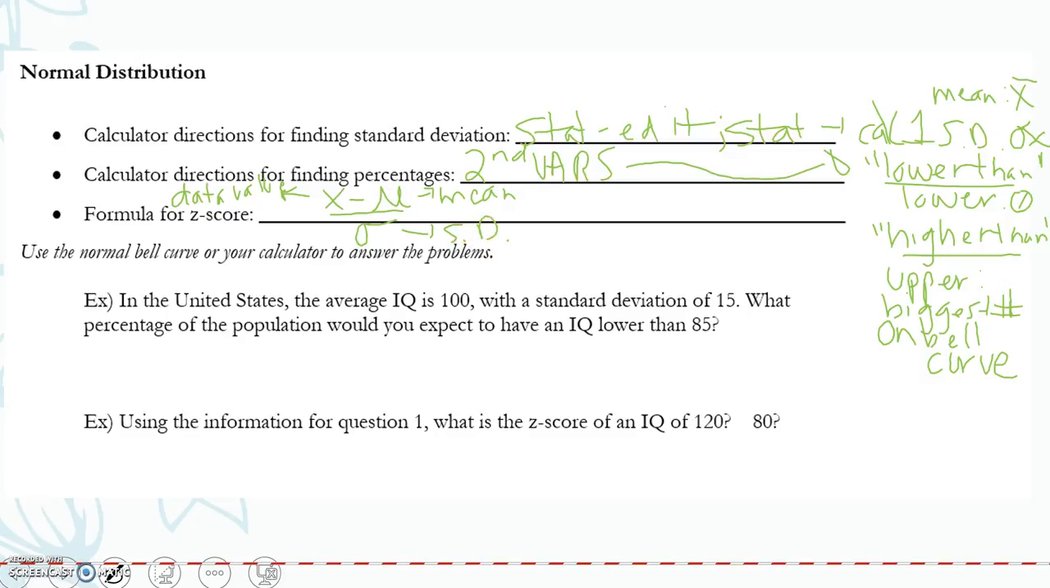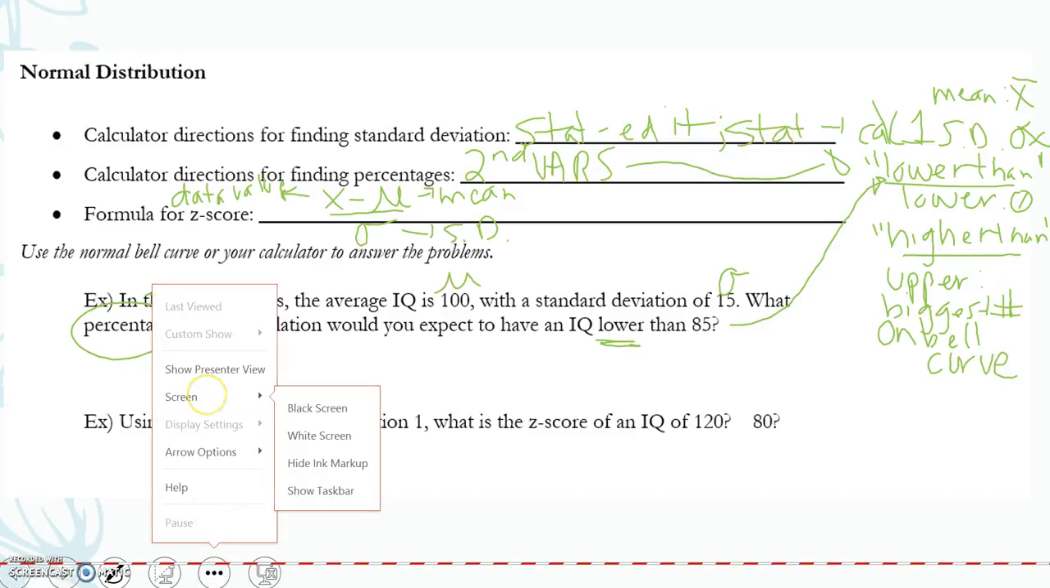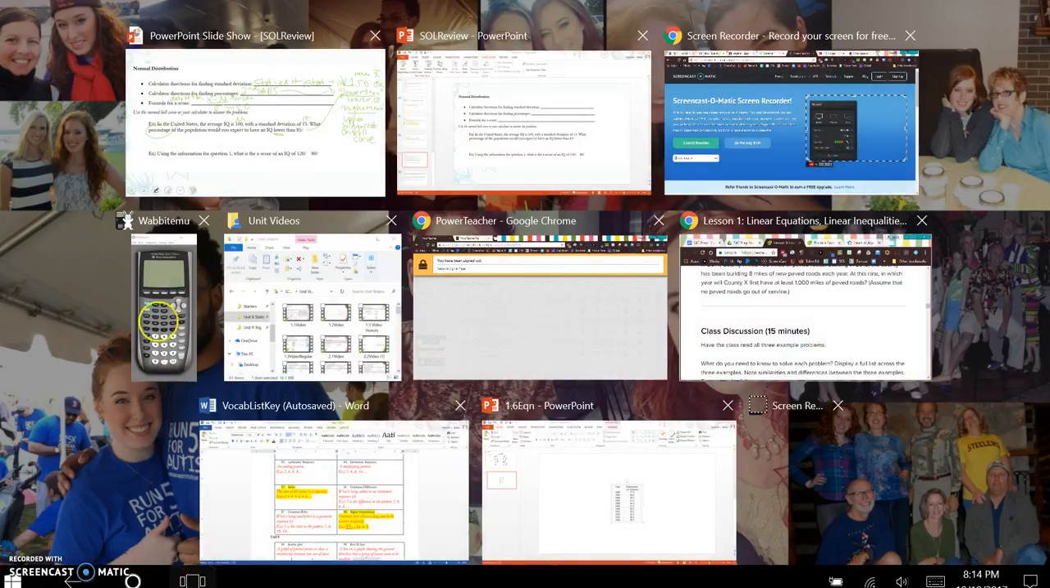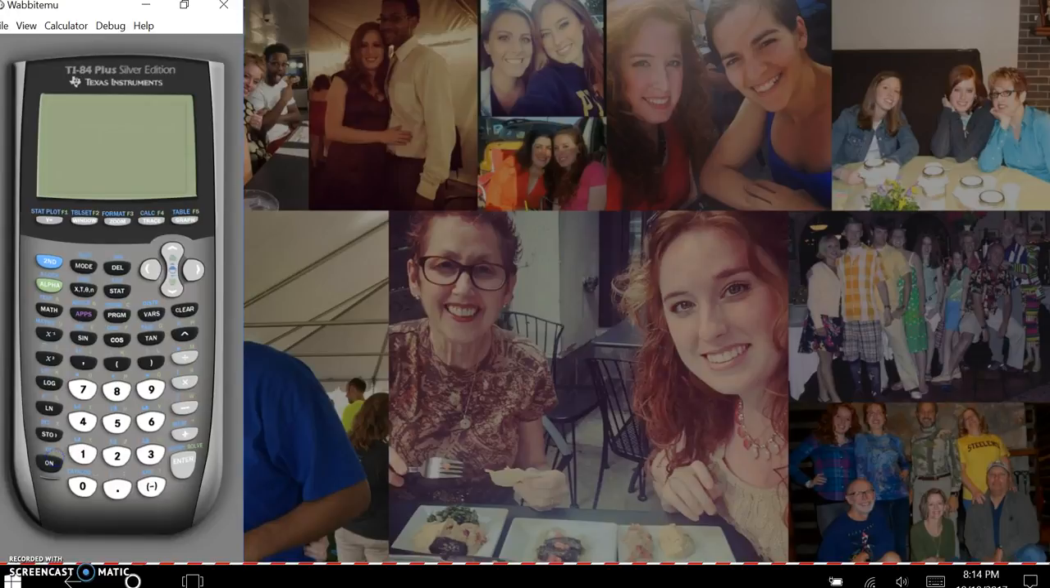So a couple examples. In the US, the average IQ is 100, so that is the mean. Standard deviation of 15. What is the percentage of population you would expect to have IQ lower than 85? So it's asking for percentage, and it says lower than. So that means I'm going to have to use the lower than. So I go to my calculator, and I do second vars 2, and I fill in the menu.